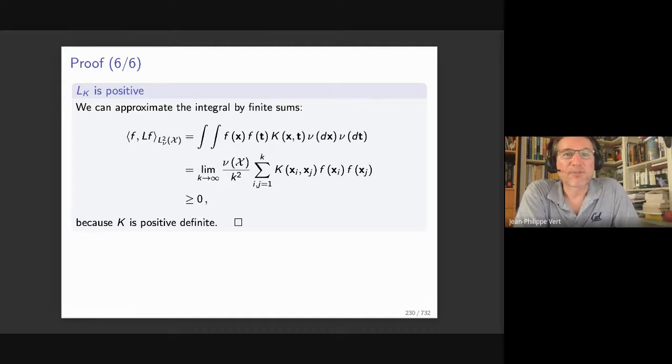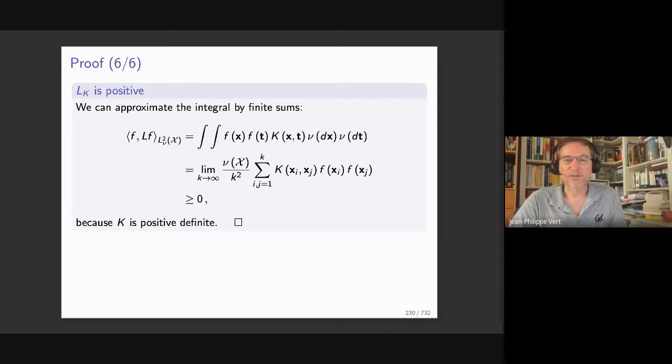All right, finally, positiveness: to show that Lk is positive, we need to show that when we take the inner product of f and Lf, we get a non-negative number. So the inner product of f and Lf is a double integral of f(t) f(x) k(x,t) over dx and dt. There are different ways to prove that it's non-negative, but maybe one of them is to use the fact that we can approximate this Lebesgue integral by a sum over finite points.